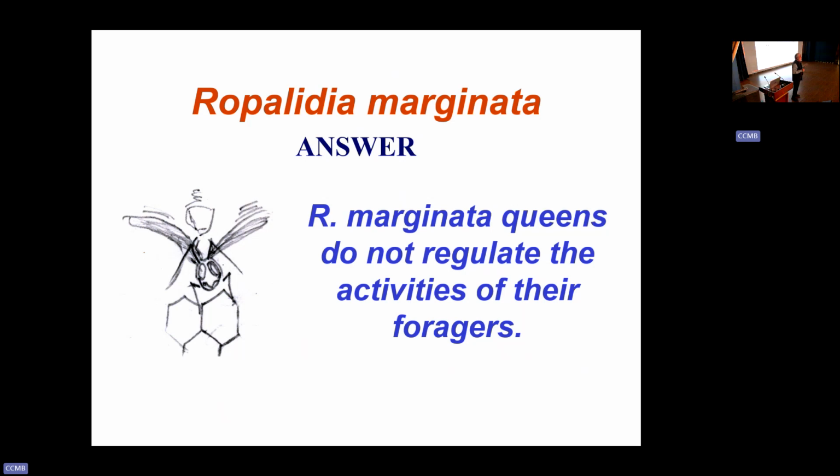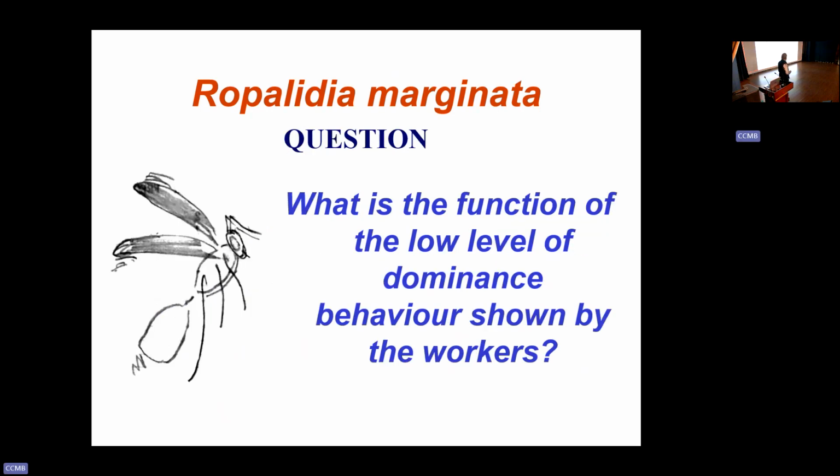It is also known that in advanced insect societies, there is such decentralized organization, not necessarily top-down. So I started looking for possible confidence in this hypothesis, possible ways of testing this. So the question is, what is the function of the low level of dominance we have shown by workers?